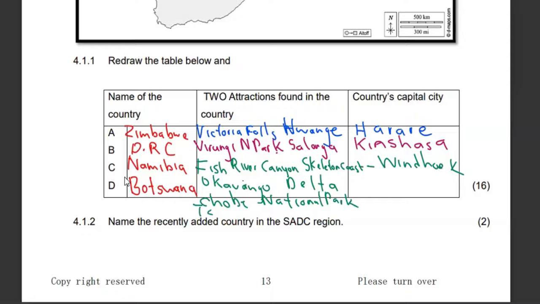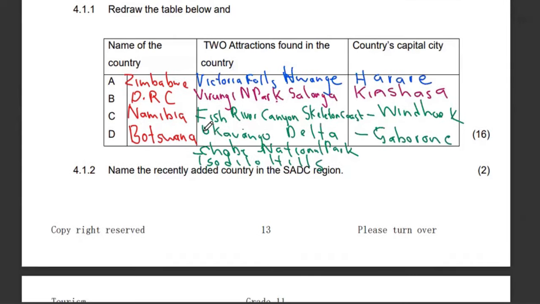And also Tsodilo Hills. Then the capital city is known as Gaborone. There we are. So those are the different attractions found in that particular part of the world.